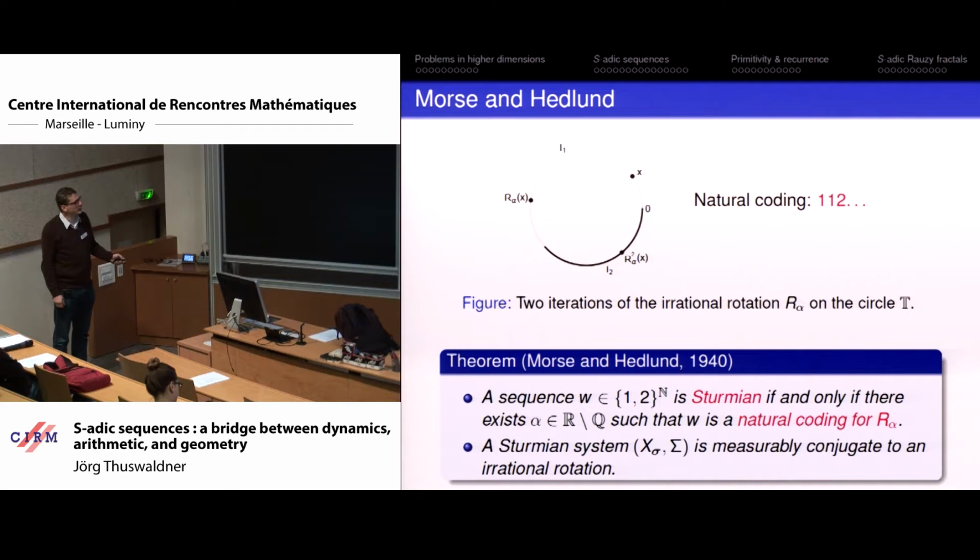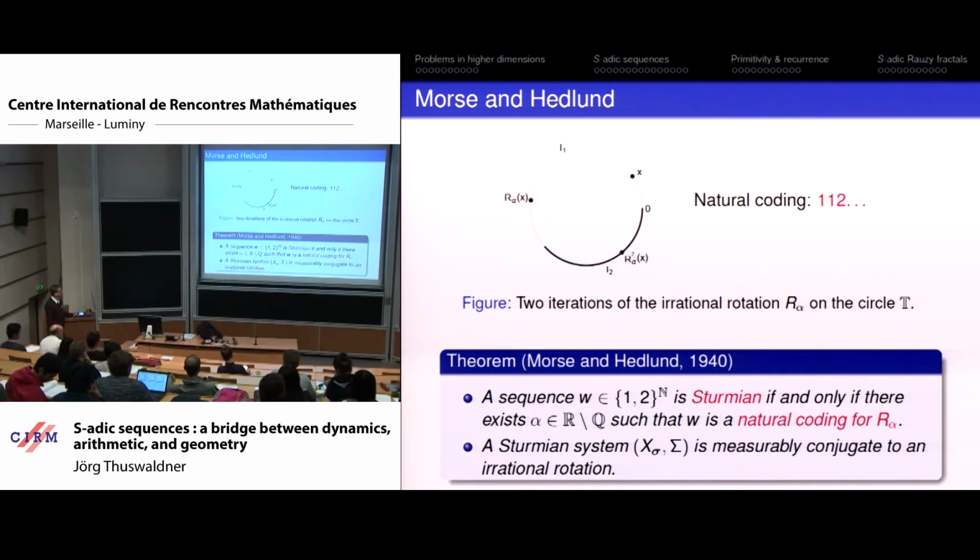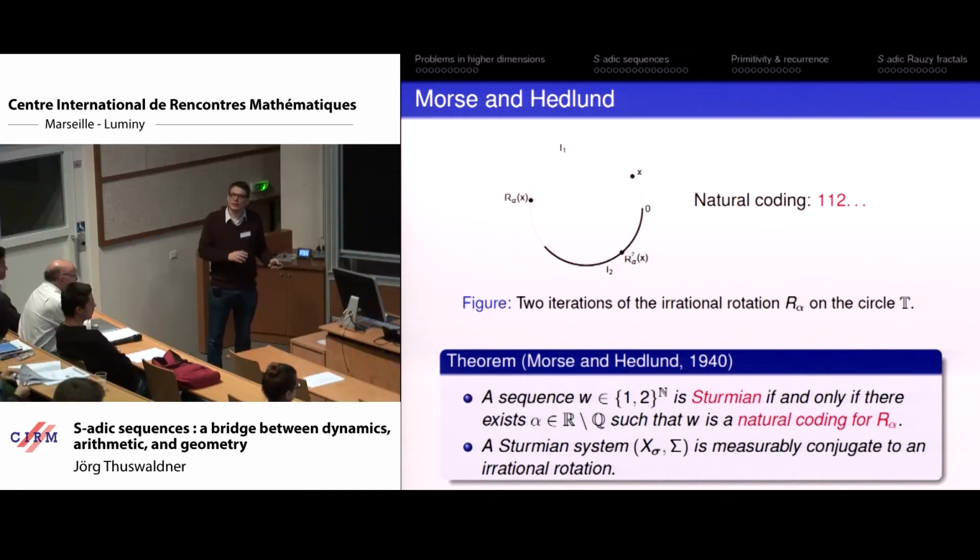You can formulate it for sequences, or you can formulate it for whole dynamical systems. A sequence is Sturmian if and only if there is an irrational number between 0 and 1, without loss of generality, such that the word is a natural coding for this rotation. So natural codings of rotations and Sturmian sequences are just the same.